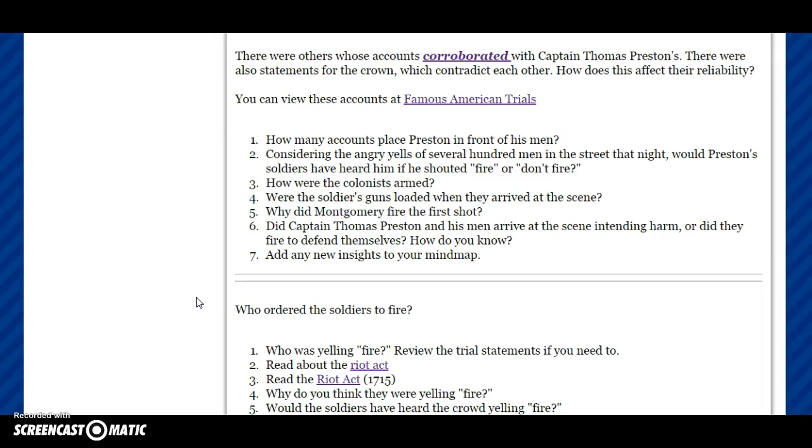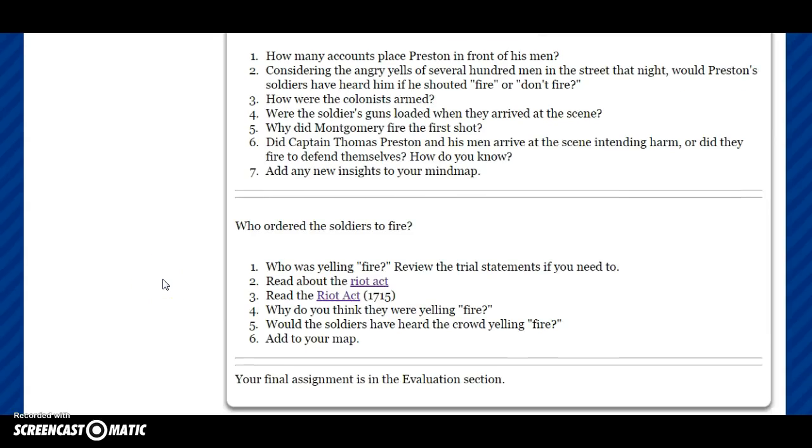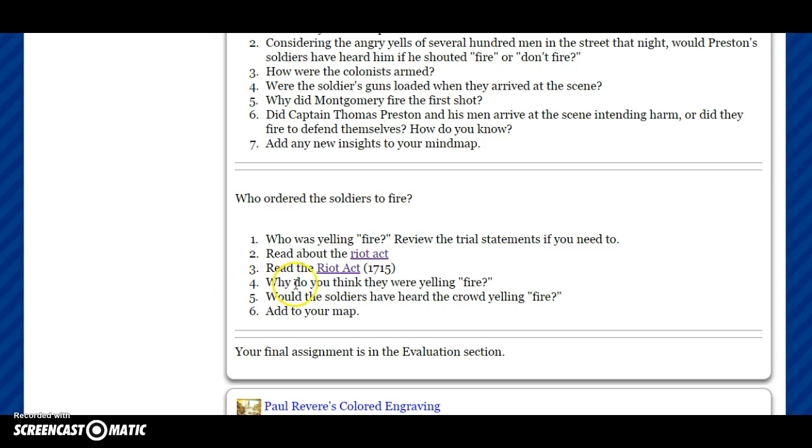This link takes students to other depositions and statements, and with all of these questions I'm trying to get the students to really think about these different resources. All of the sources that we're going to are primary sources.